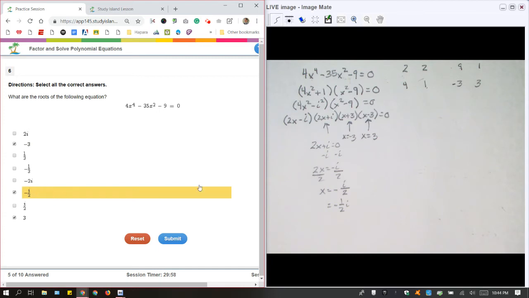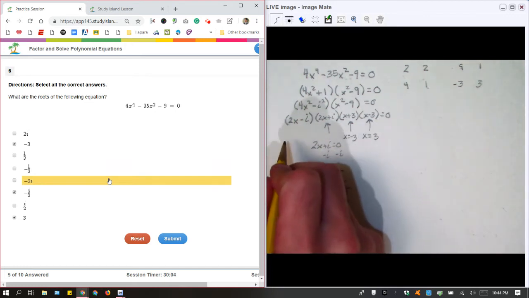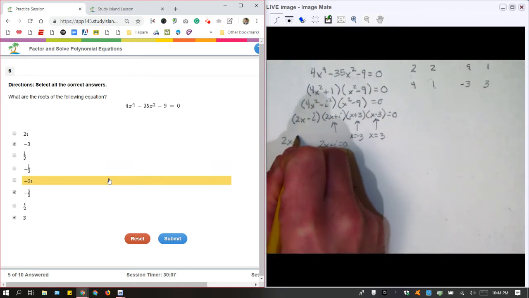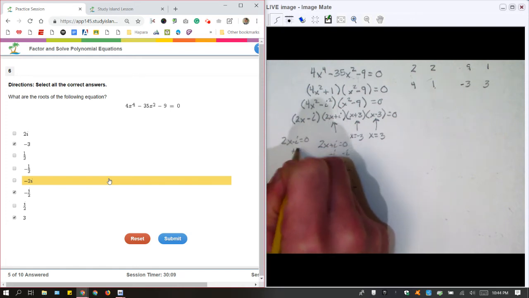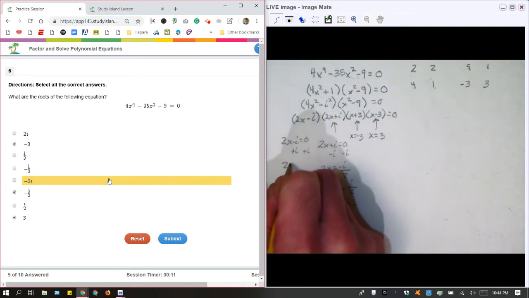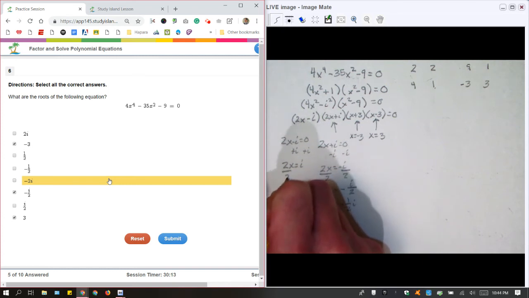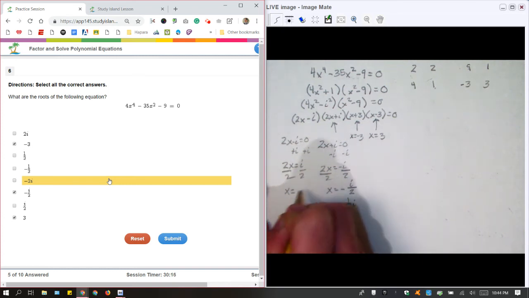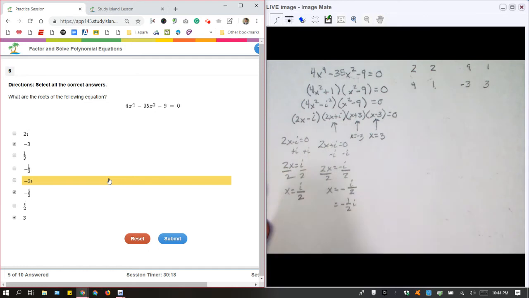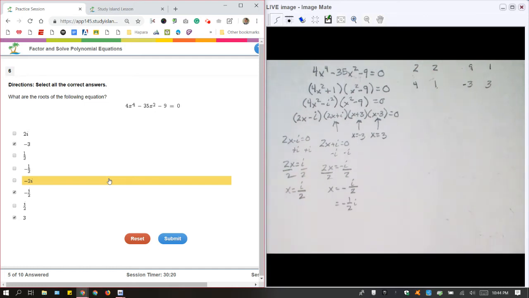That's right there. And then this is the exact same thing, except you wouldn't have negative i on the right side. It would be positive i, because you would have 2x minus i equals 0. You would add i to both sides, and you get 2x equals i, and then divide by 2 on both sides, and you get x equals i divided by 2, or just 1/2 i. And where's that answer? i divided by 2. So there are 4 roots. Those are the 4 solutions to this equation. And yeah, let's keep moving.